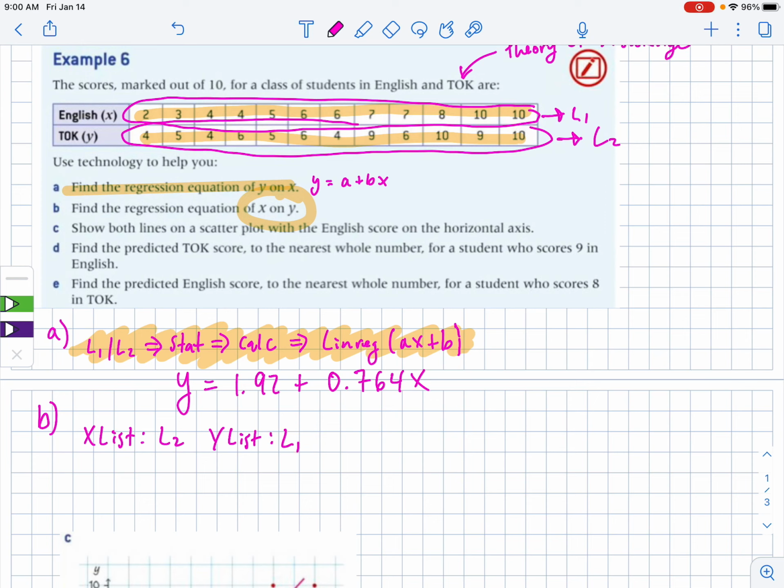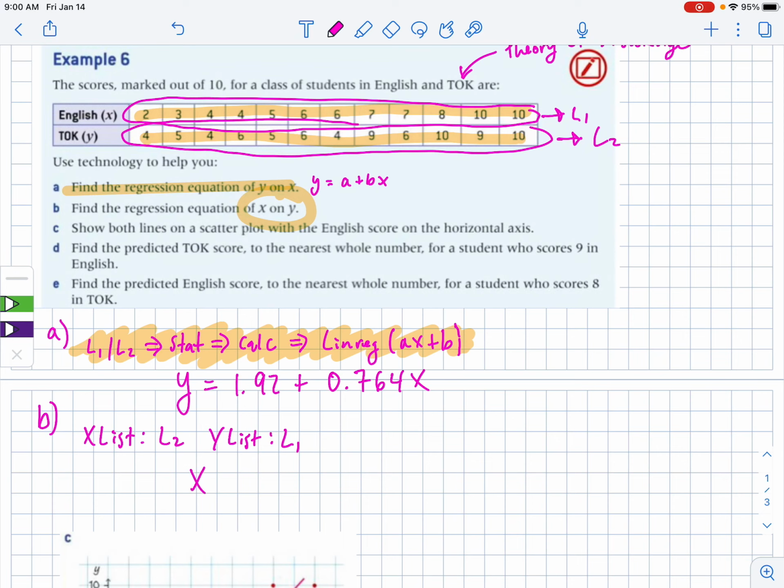So use those L1 and L2 buttons that are down above the 1 and 2. This is essentially flipping your inputs and outputs, and it's going to give you a y equals mx plus b again, but now it's not going to be a y equals mx plus b, it's going to be an x equals my plus b. It's going to be an x on y equation.